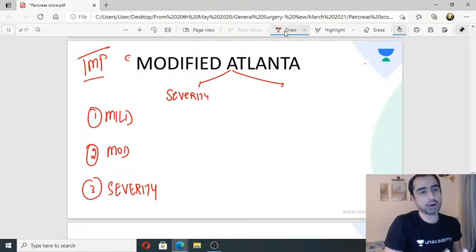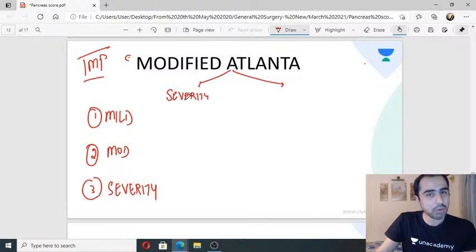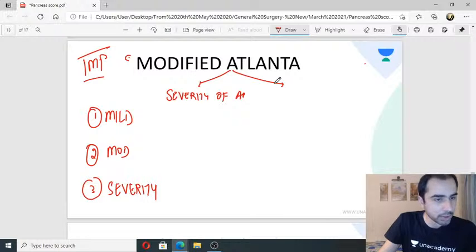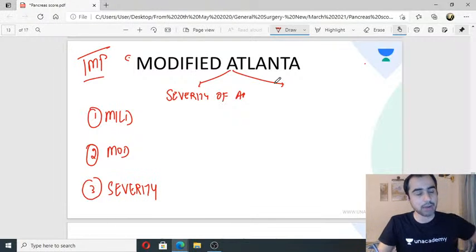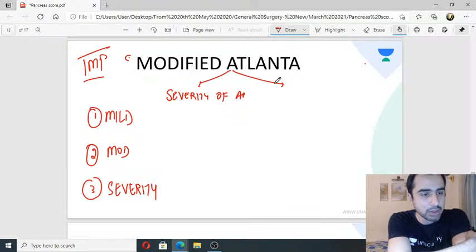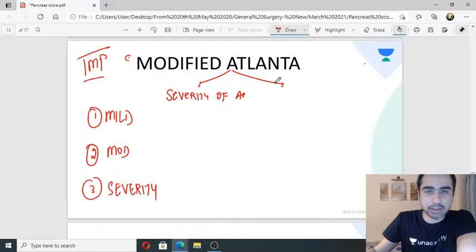Pancreatitis, you have to know in and out. Acute pancreatitis, absolutely high topic. You need to know it in and out. Yes, anybody? One was severity of acute pancreatitis. What was the other classification given by Modified Atlanta? Any idea? Prithvi, you have come to my class again after a few days break. So, I hope you are able to answer this. Yeah, any idea? The other part of the Modified Atlanta was defining local complications.